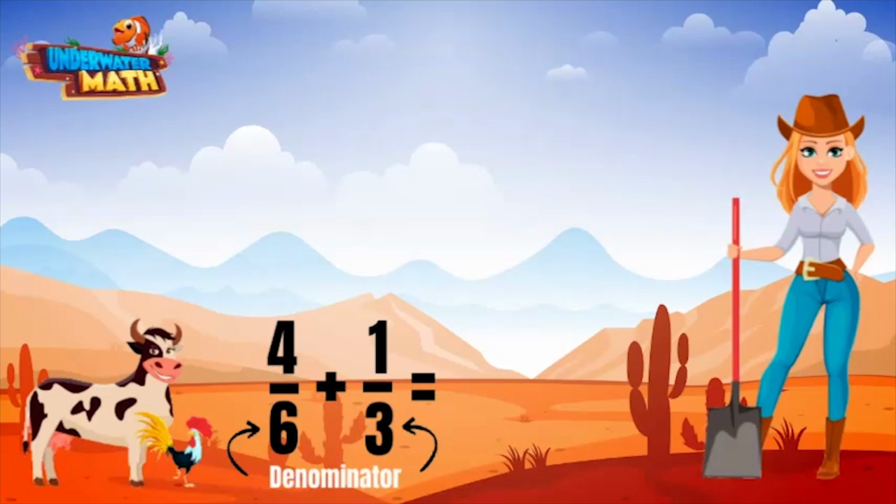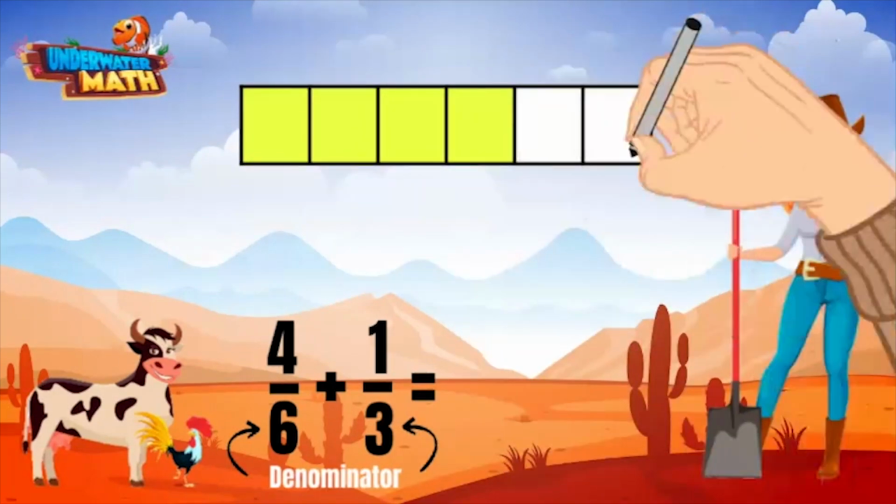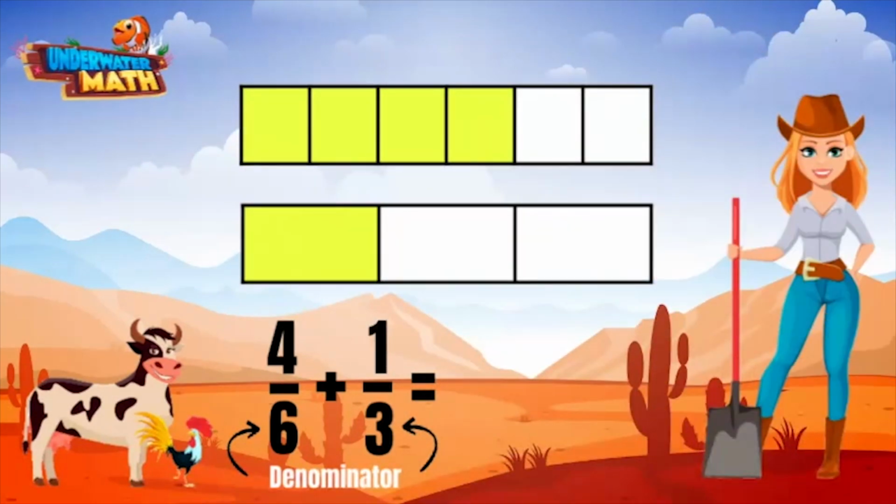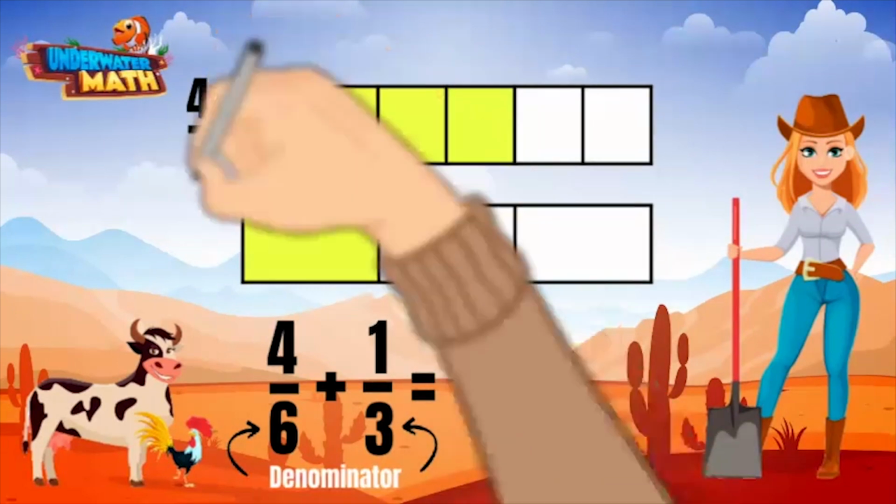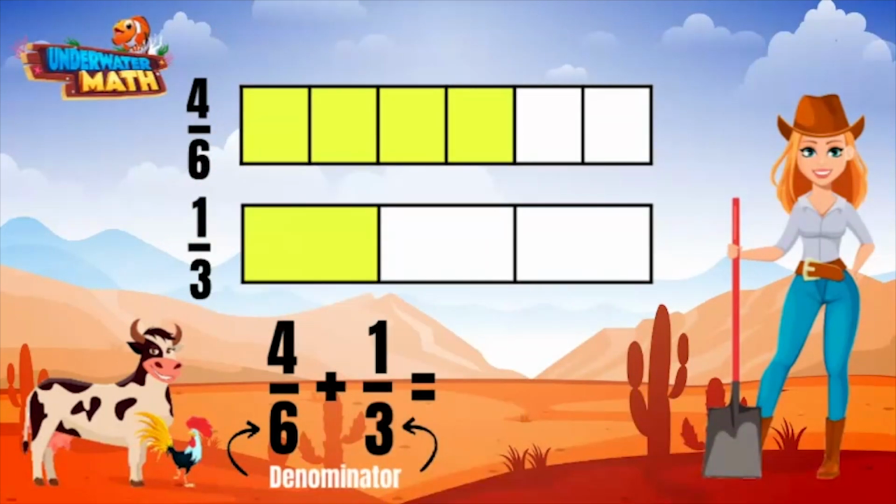Now, Clara here has made us a couple of models to help us find a common denominator and solve this problem. Here we have 4/6, and here we have 1/3. When I line these two models up, I can see that thirds line up perfectly with sixths. There are 2/6 in 1/3. I am going to rewrite 1/3 as 2/6 because we know they are equivalent. Now we have a common denominator and can add.